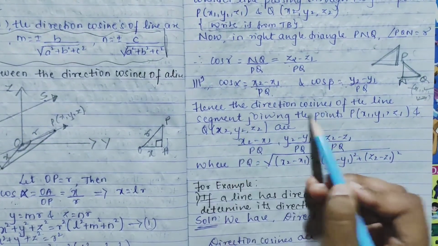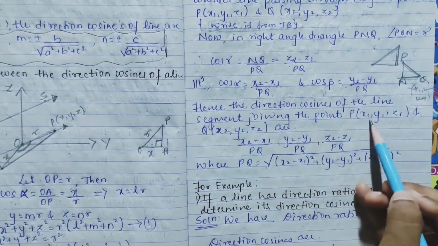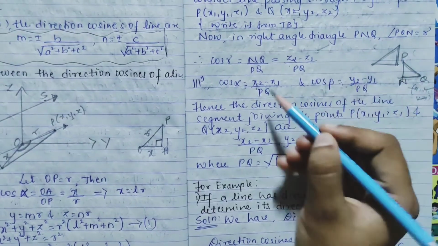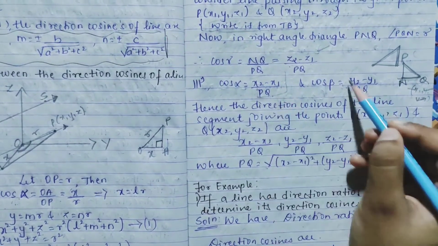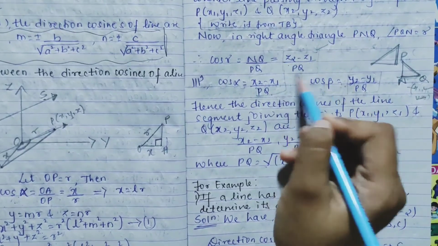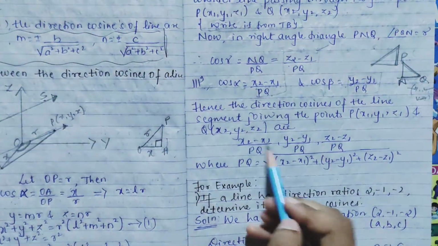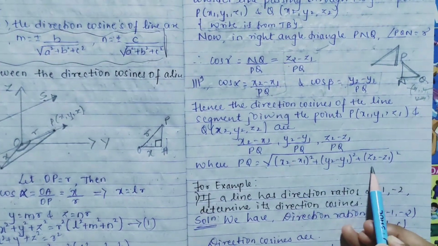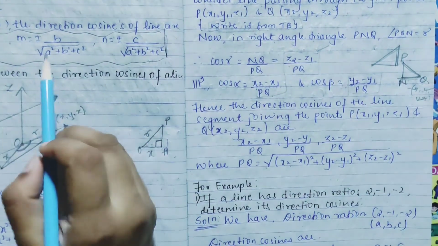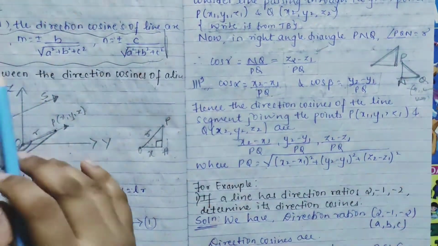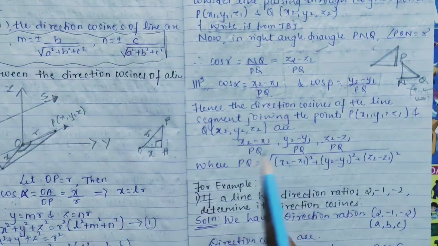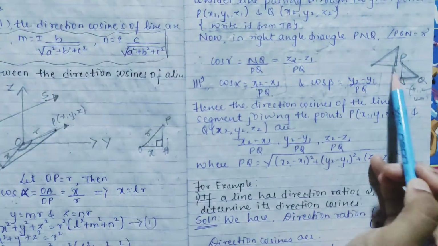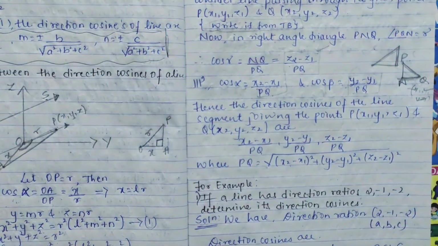So hence the direction cosines of the line segment joining the points P and Q are given by, first for alpha, (x2 minus x1) by PQ, (y2 minus y1) by PQ, (z2 minus z1) by PQ. What will be your PQ? PQ is the square root of (x2 minus x1) whole square plus (y2 minus y1) whole square plus (z2 minus z1) whole square. The same as what you have done here for direction cosines. See, here you had single a, b, c. Here you will have x2 minus x1 and so on, because we are considering distance, right? You are getting a right angle triangle, so we consider the distance formula.